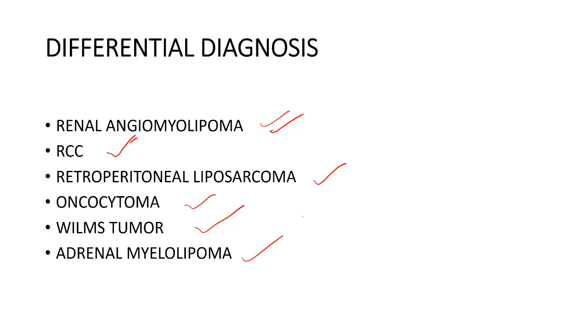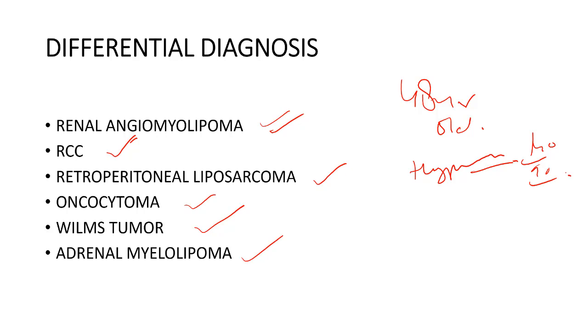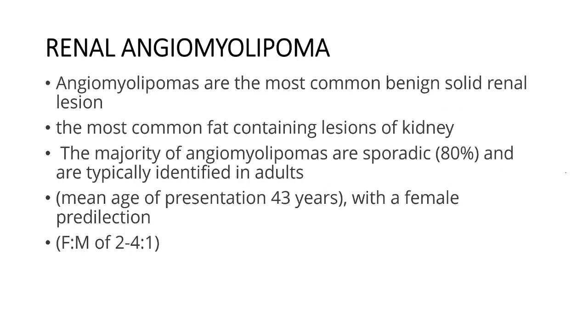Now I will tell you why we are considering one differential more than the other. What are the positives for one and negatives for the other? Till now we know the history that we have a 40-year-old female who is hypertensive, with 140/90 BP.